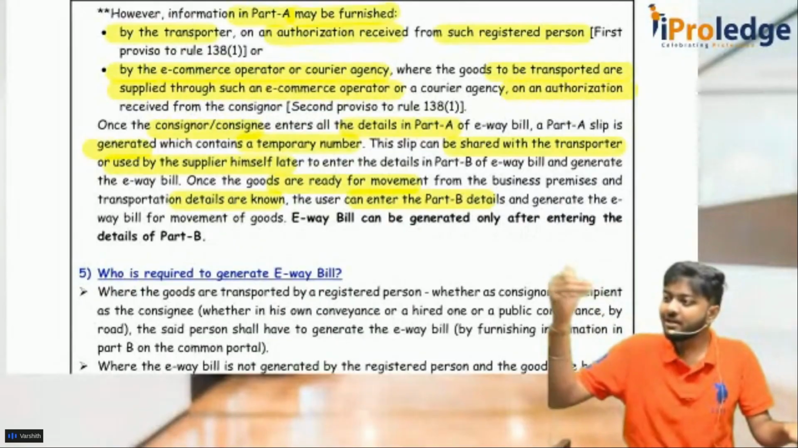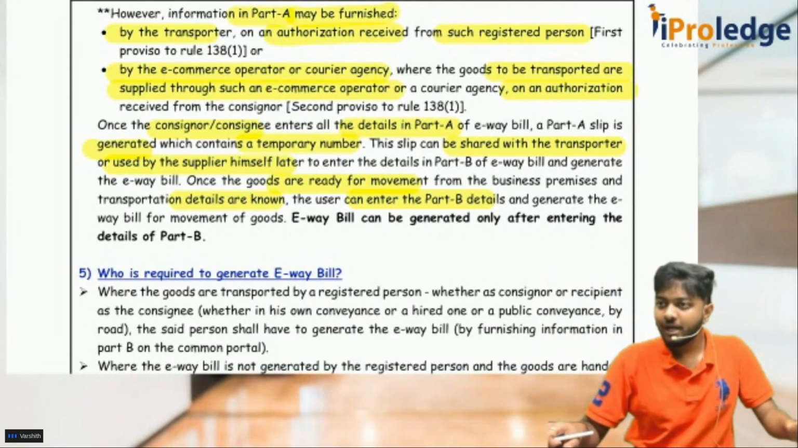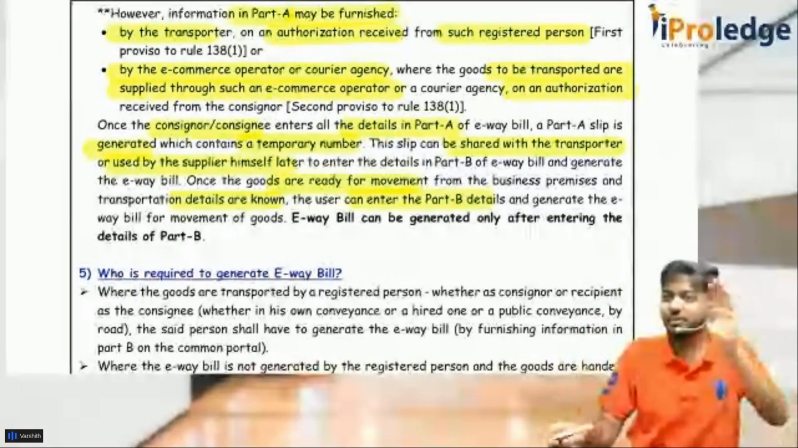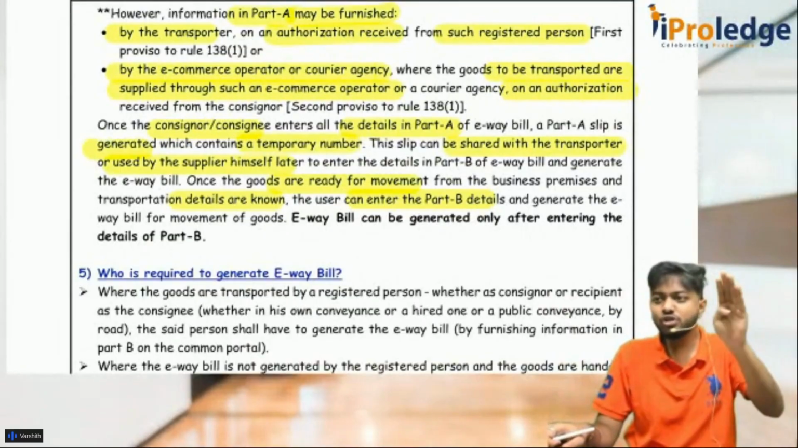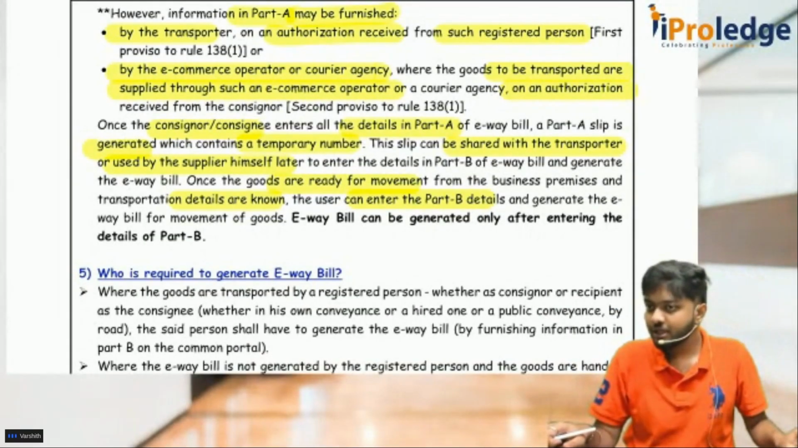I will give them the temporary number. They will update the part B of the e-way bill. If I come to know, then I can also update the part B by using this temporary number. This is the number I use to access the e-way bill portal for the part B of the form. Clear?